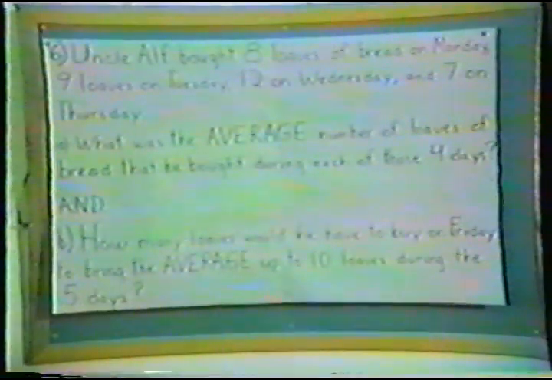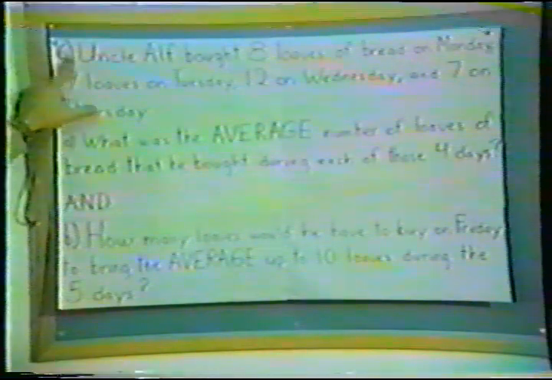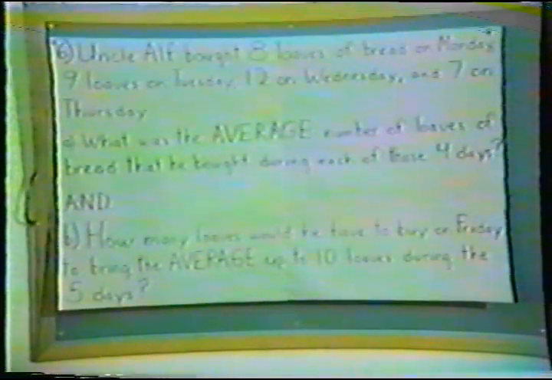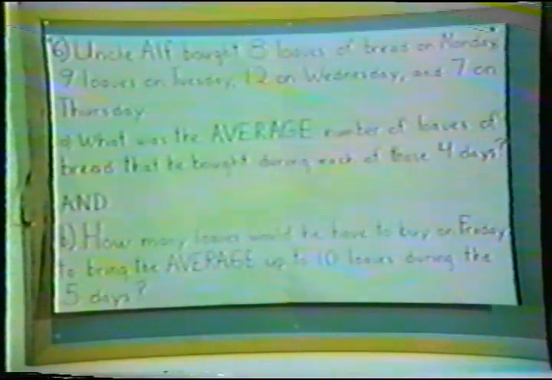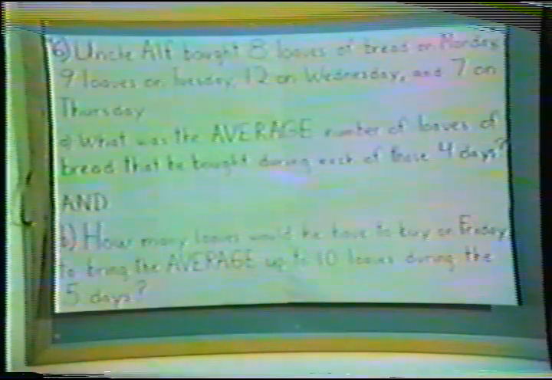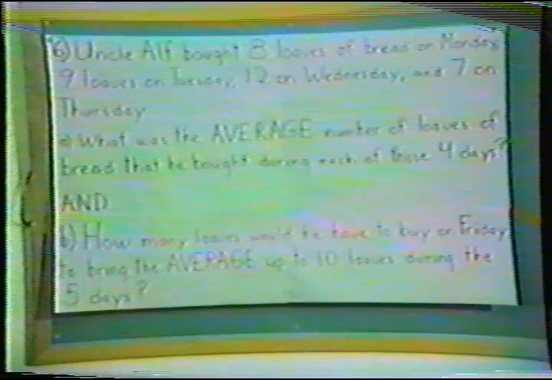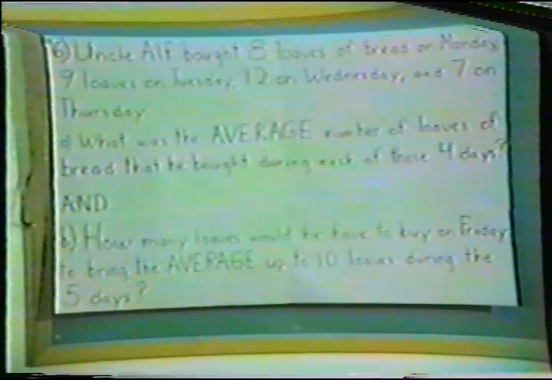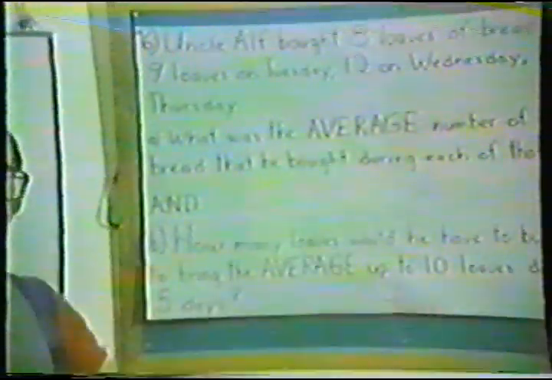Now, here's a nice long one. Problem 6. Uncle Alf bought 8 loaves of bread on Monday, 9 loaves of bread on Tuesday, 12 on Wednesday, and 7 on Thursday. What was the average number of loaves of bread that he bought during each of those 4 days? Well, there's a new word, average.